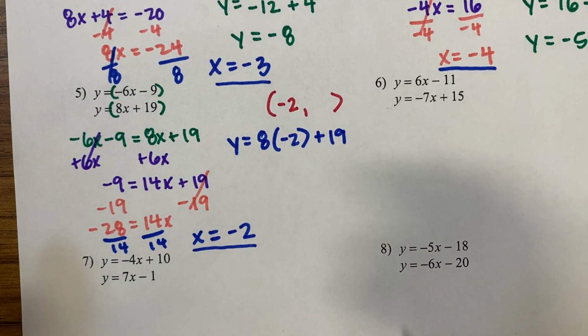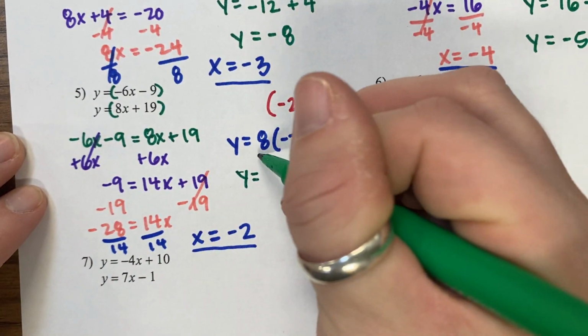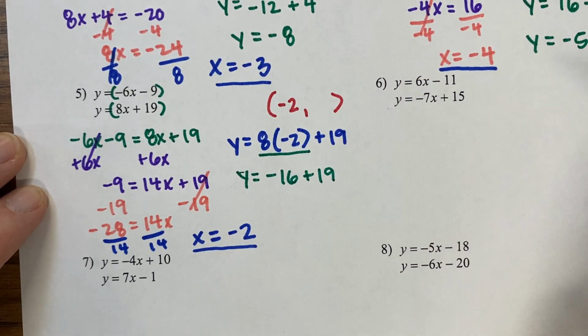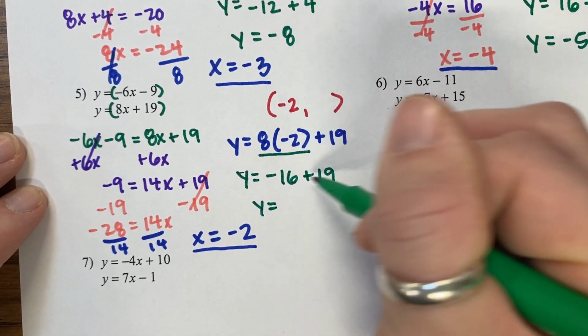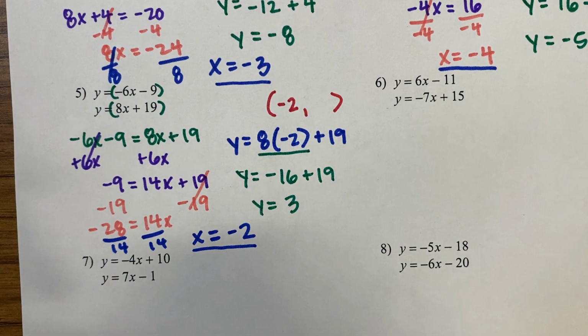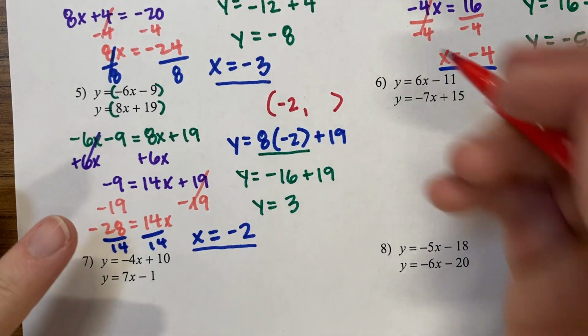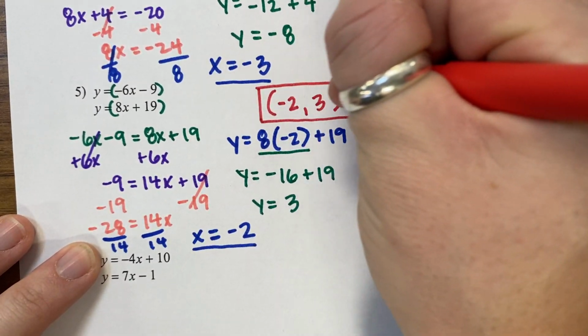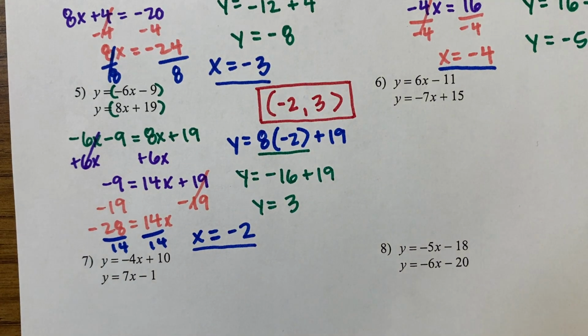Okay, now I just go ahead and simplify. Y is equal to 8 times -2 is -16. Plus 19, well, -16 plus 19 is +3. So we know that the y part of my answer, or my coordinate point, is 3. So final answer, -2, 3.